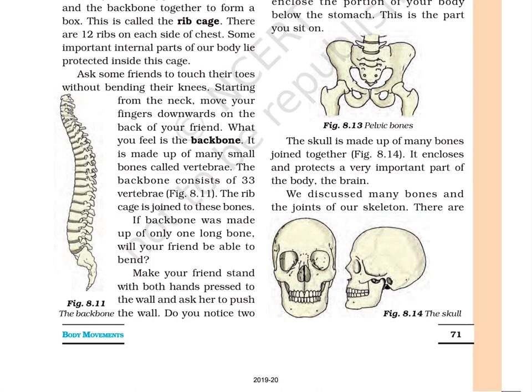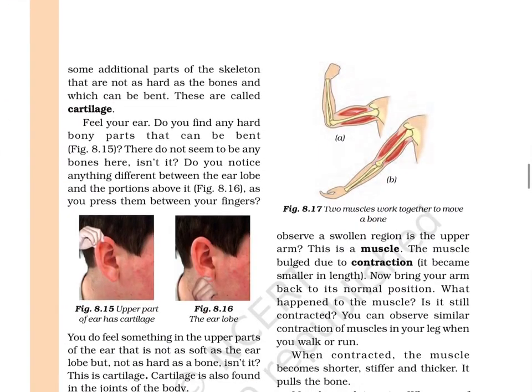Page 72. There are some additional parts of the skeleton that are not as hard as the bones and which can be bent. These are called cartilage. Feel your ear. Do you find any hard bony parts that can be bent? Figure 8.15. There do not seem to be any bones here, isn't it? Do you notice anything different between the earlobe and the portions above it?